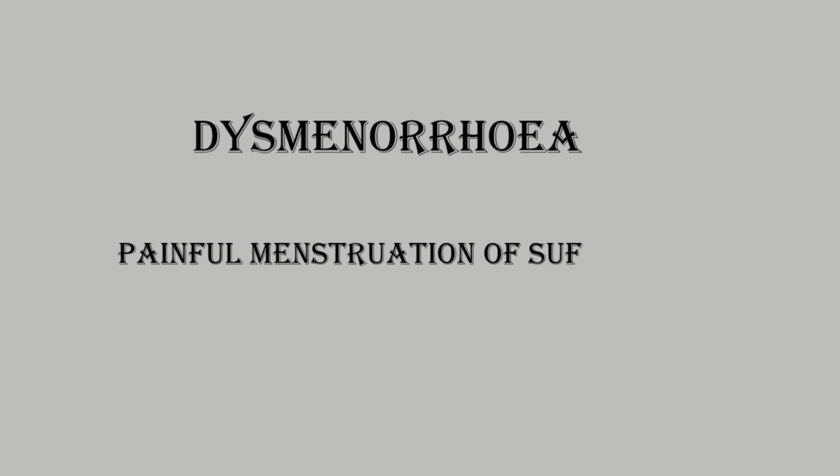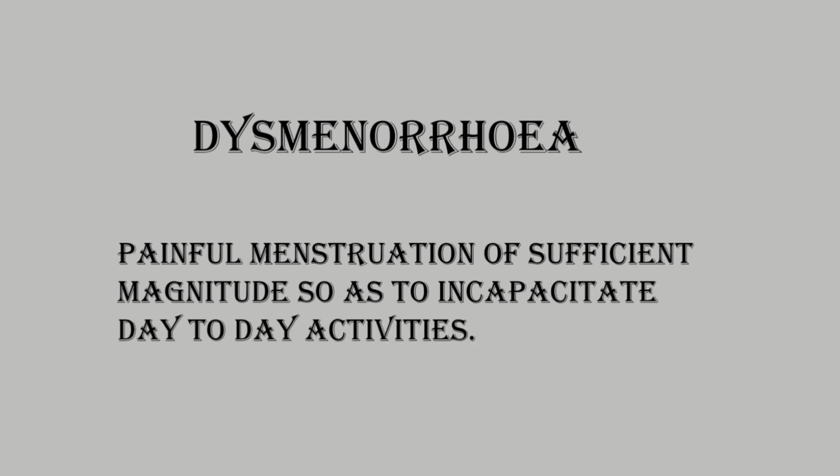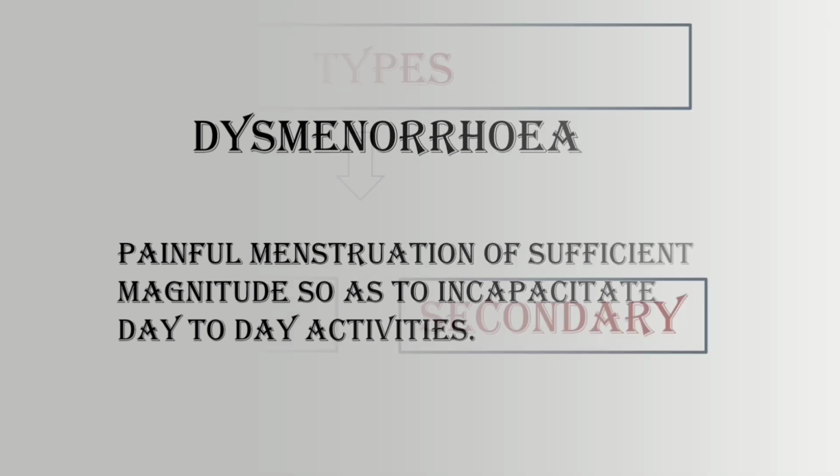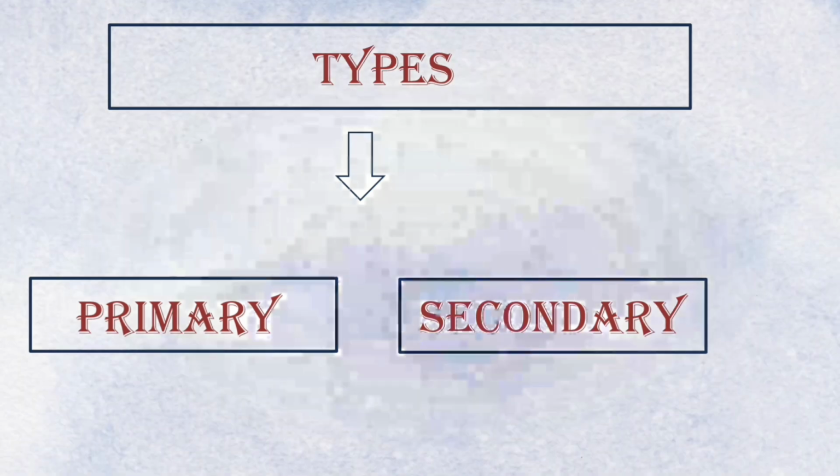Dysmenorrhea, which means painful menstruation of sufficient magnitude so as to incapacitate the day-to-day activities. It is so severe in intensity that it inhibits women from performing their routine work. Now let's see the types of dysmenorrhea. It may be primary or secondary.